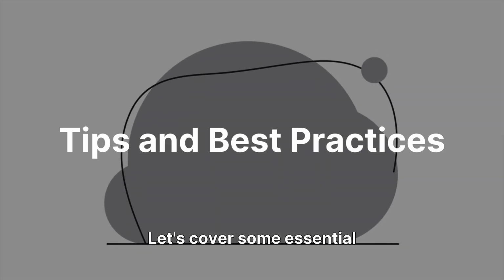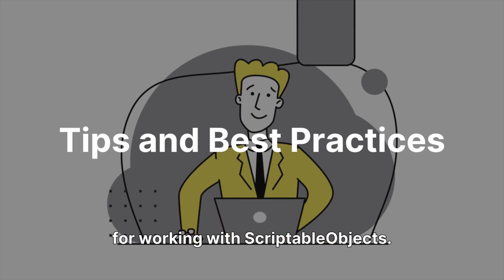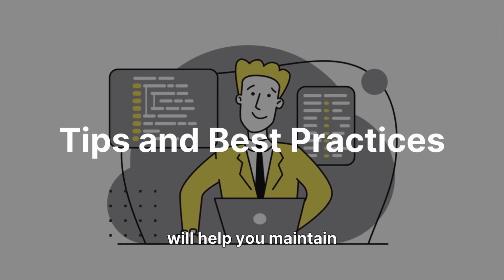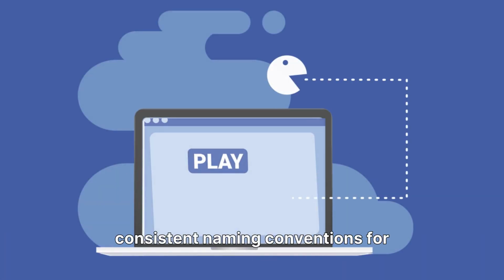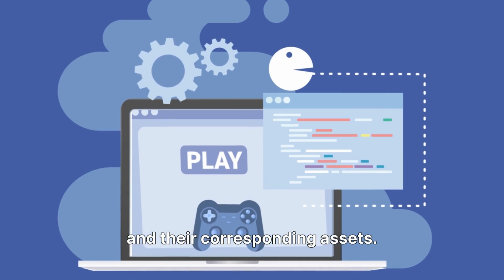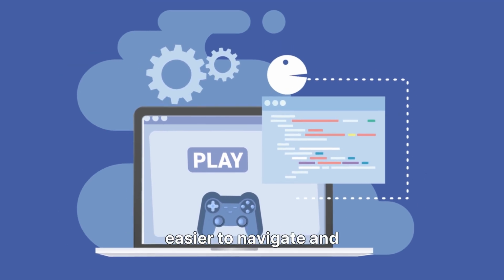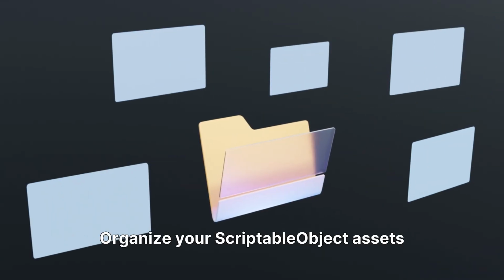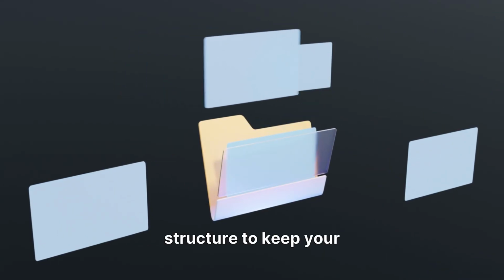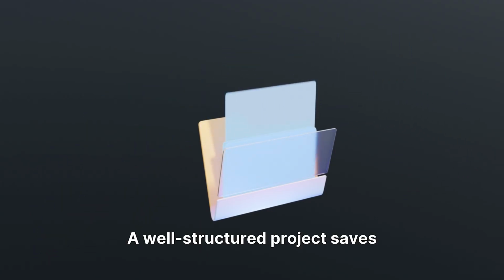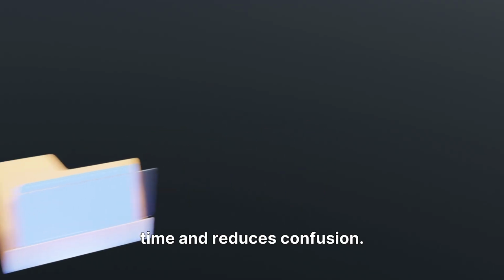Let's cover some essential tips and best practices for working with ScriptableObjects. Adhering to these guidelines will help you maintain a clean and efficient project. Always use clear and consistent naming conventions for both your ScriptableObject scripts and their corresponding assets. This makes your project easier to navigate and understand. Organize your ScriptableObject assets within a dedicated folder structure to keep your project tidy and easy to navigate. A well-structured project saves time and reduces confusion.